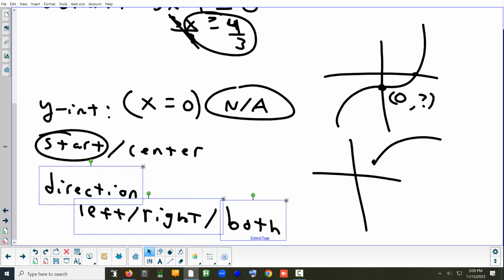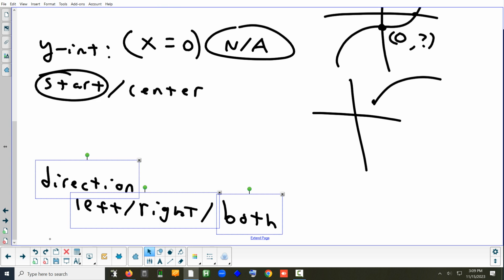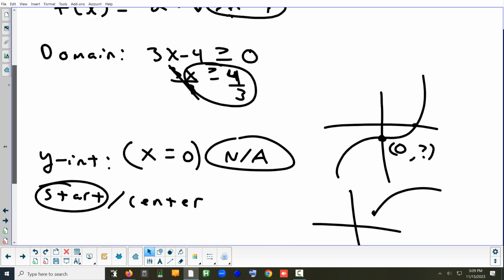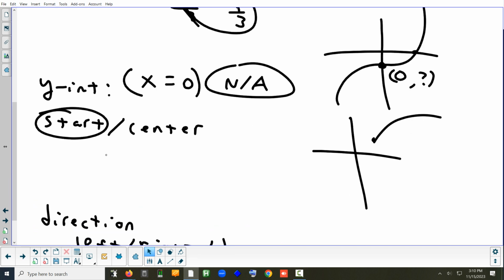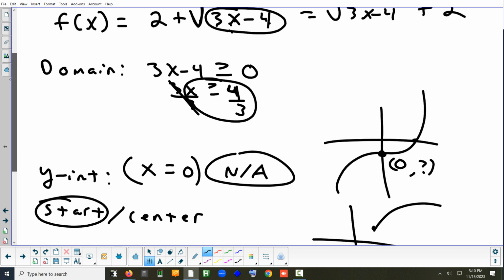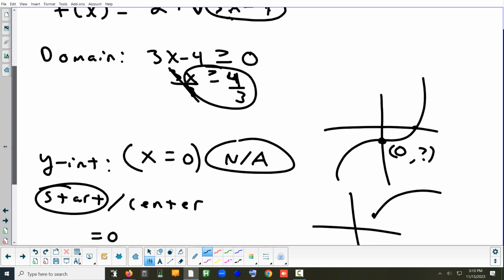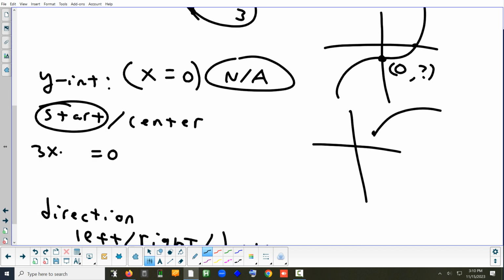You talked about finding it. When we find a coordinate, it has 2 parts, right? It's got the x and the y. How do you find the x value of your start point? Set it equal to 0. You set whatever is under the square root equal to 0. Yes. Set 3x minus 4 equal to 0.